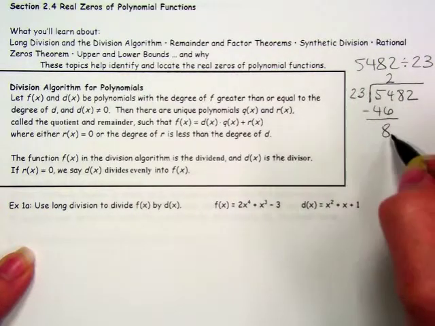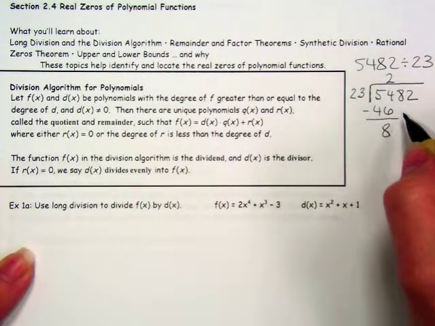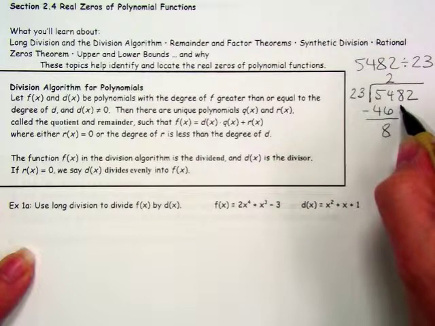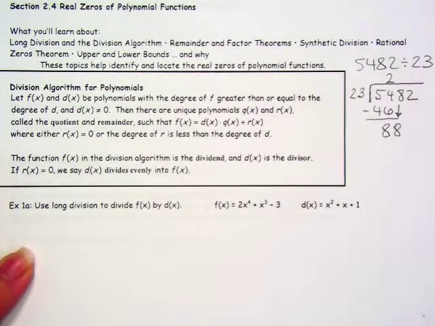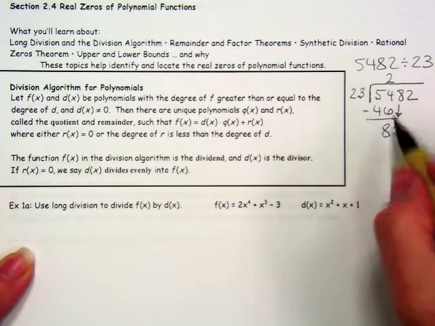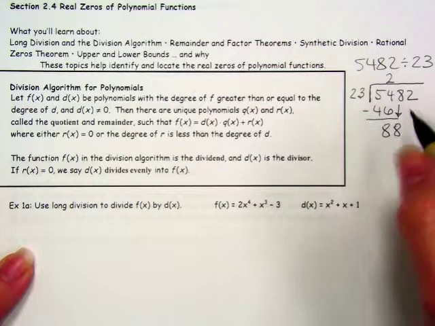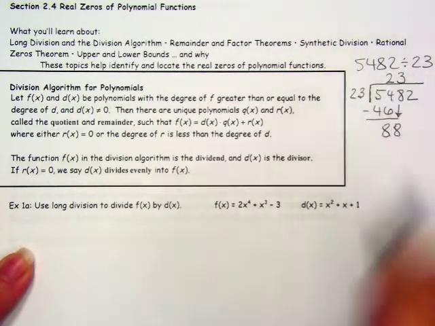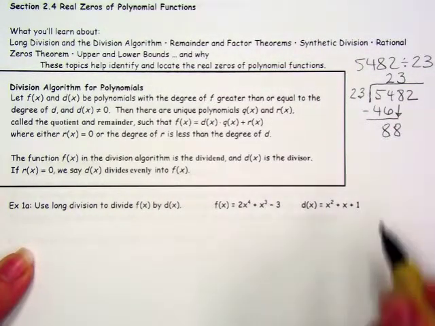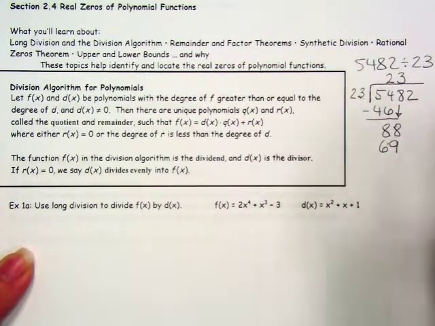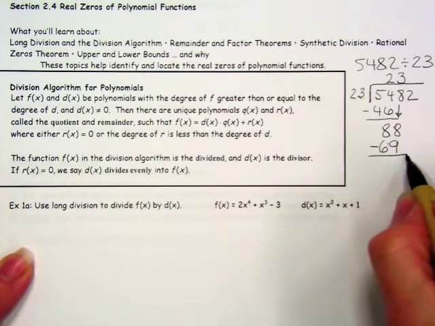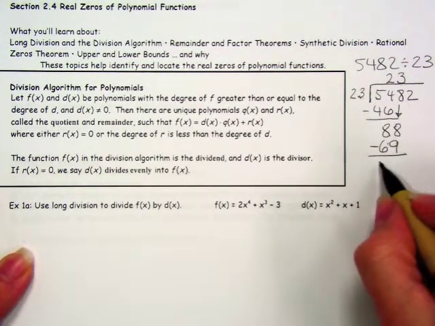23 doesn't go into 8, but if you remember from when you learned this a long time ago, what we can do then is bring down our next digit. That 8 comes down and makes that 88. And then we ask how many times does 23 go into 88? Well, it goes in 3 times. And we multiply 3 times 23 and we get 69. And then just like before, we subtract that. 88 minus 69 is 19.